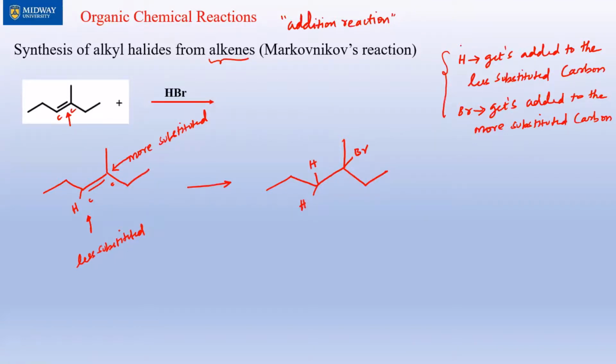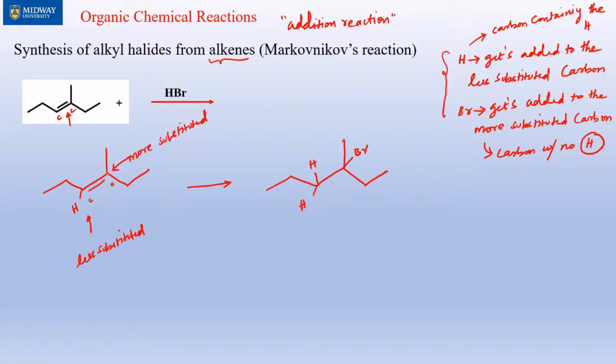So the H from the HBr gets added to the less substituted carbon. A less substituted carbon is the carbon containing the hydrogen, and Br gets added to the more substituted carbon, that is the carbon with no hydrogen. Well, if you don't have a hydrogen to start with, I'm not really sure how that works. I don't think you can even have this.